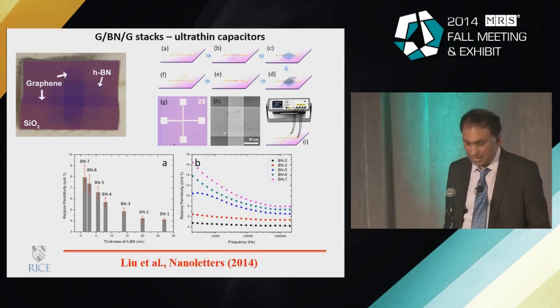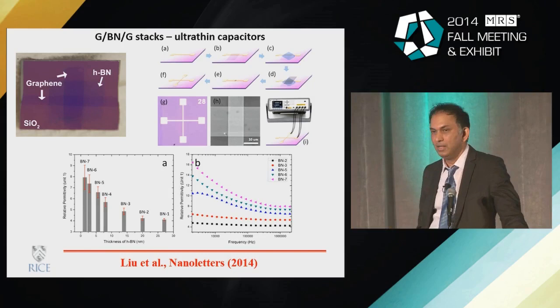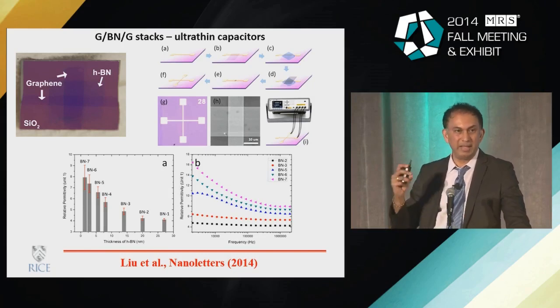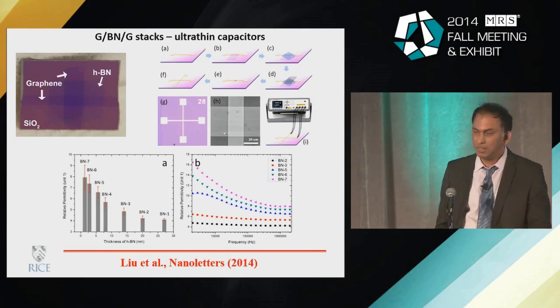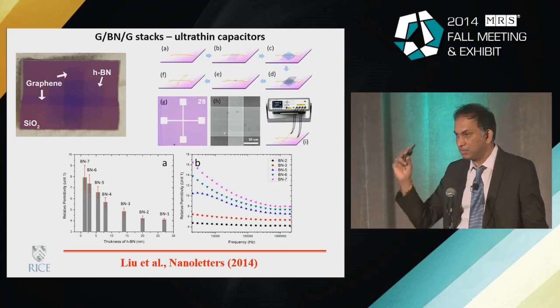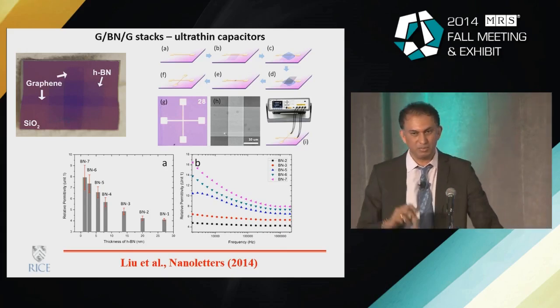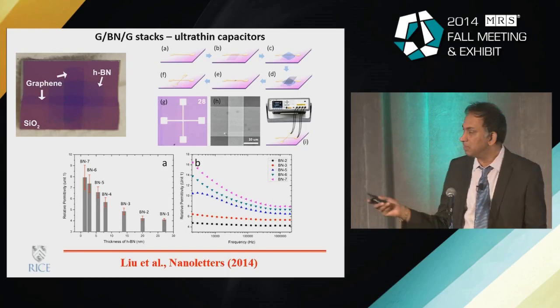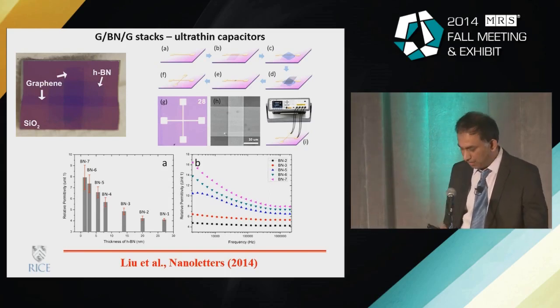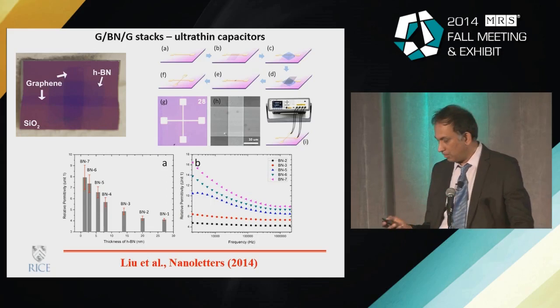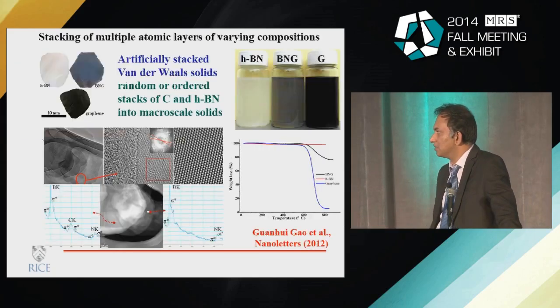Even a simple stack like graphene, boron nitride, graphene is quite fascinating because it would make the thinnest capacitor that anybody has made. In fact, we see that when the thickness of the boron nitride dielectric goes below a certain thickness, the capacitance goes high pretty quickly, and it cannot be explained by the usual classical electrodynamics. So there are lots of possibilities that you can play with in these sandwich structures.